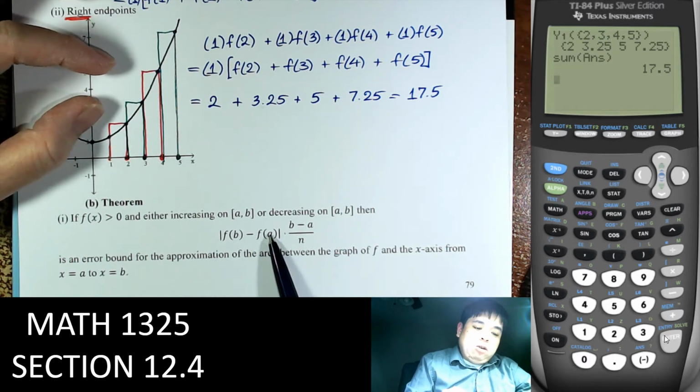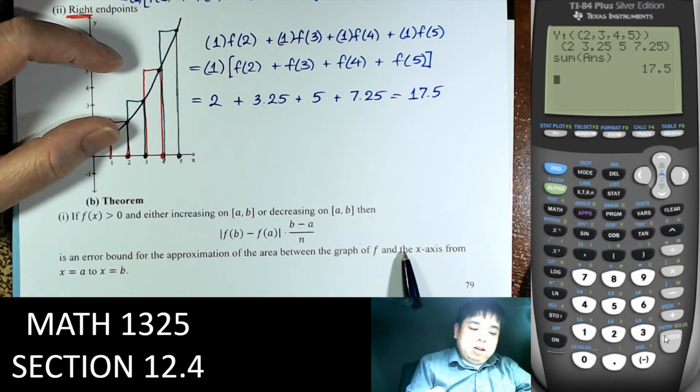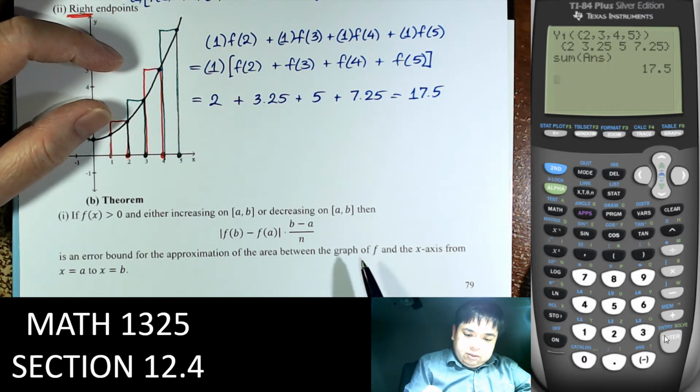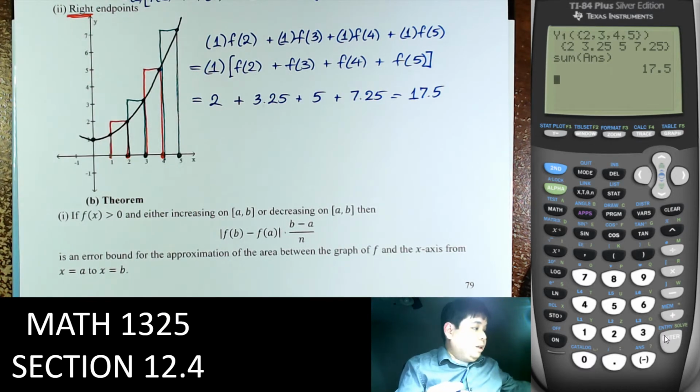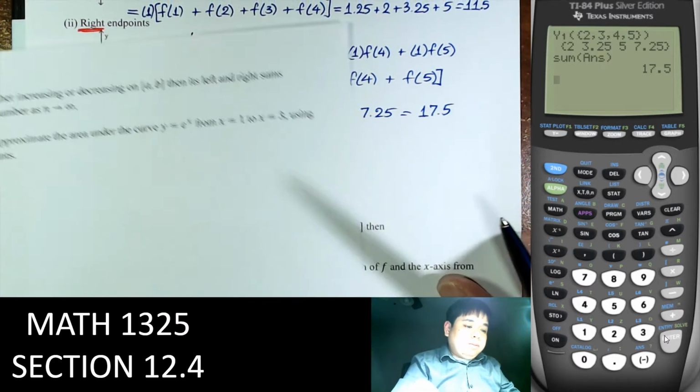So that is the area bound for the approximation of the area between the graph of f and the x-axis from A to B. Right. So B minus A over N, that is the width of the rectangle.